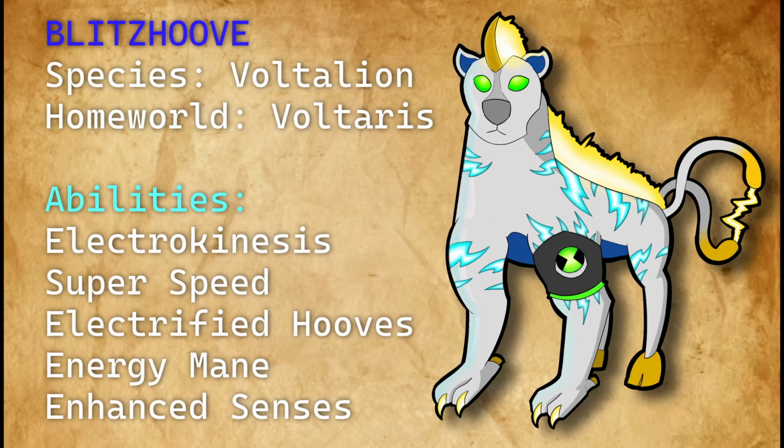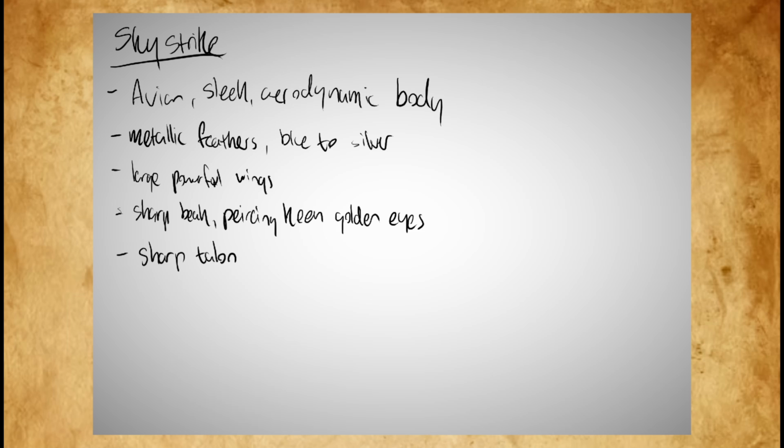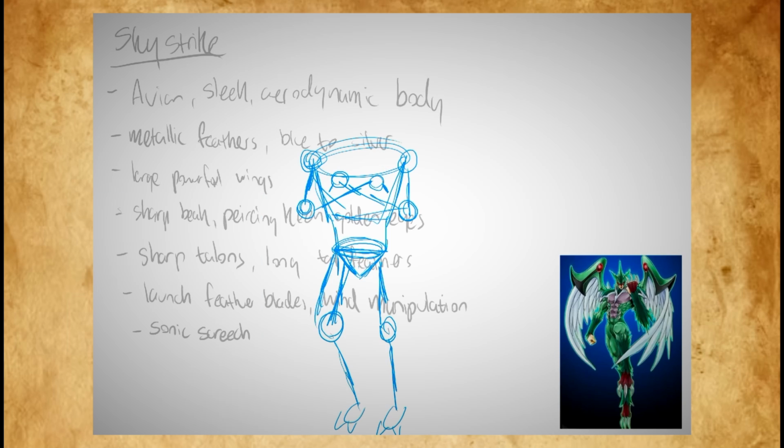I think this one turned out quite well, and I really like how the stripes look. Also, the electricity in between the tail I think turned out really great. The next one was Sky Strike, and he was actually the second one I designed, so he was pretty simple.